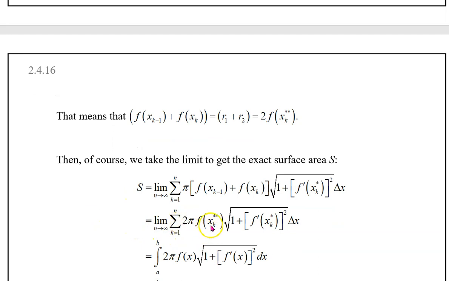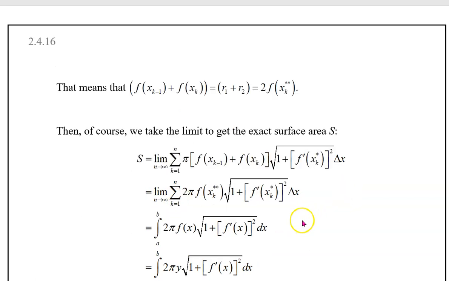Now we can replace this in our formula. 2 times f of x sub k double star replaces what we have here, and then we have L being replaced by the arc length formula, which is the radical times the delta x. Pi is a constant which is just coming along. In this case, then, we want to add all of them together, which is a Riemann sum, and then we take the limit as the number of cuts goes to infinity. This also means that our width, delta x, is going towards 0.